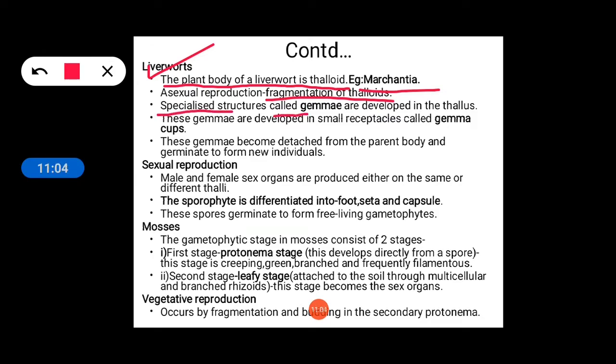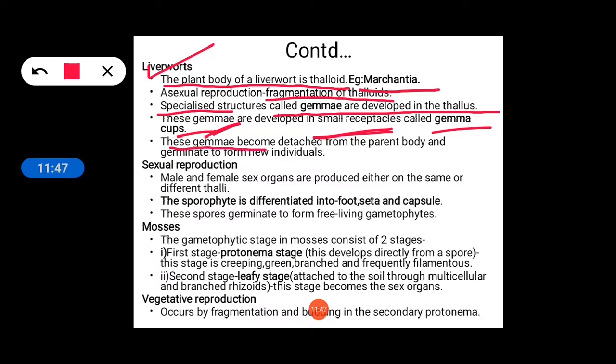Specialized structures called gemmae are developed in the thallus. These gemmae are formed in small receptacles, and the receptacles are known as gemma cups. So gemma cups are present on the thallus of the bryophytes, and these gemma cups contain the specialized structures called gemmae.